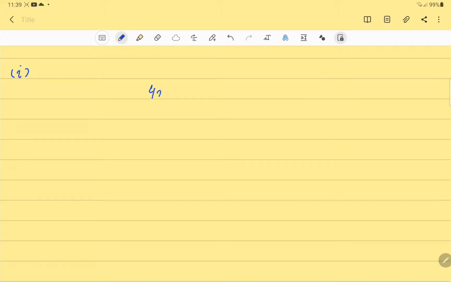4x^4 minus 12x cube plus 37x squared minus 42x plus k. We are going to apply the division method over here.